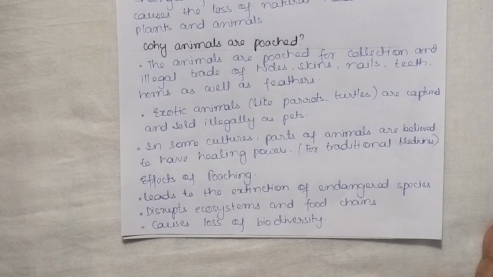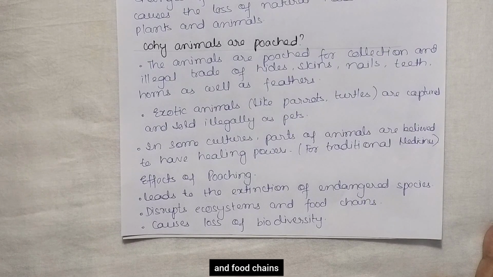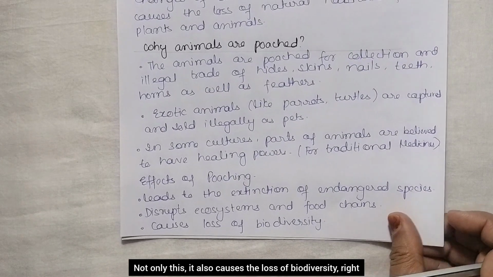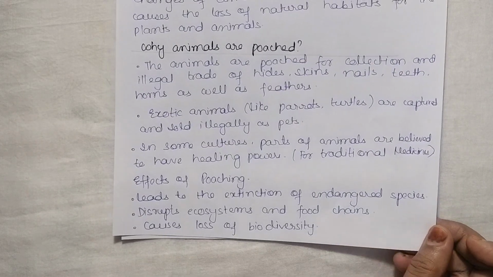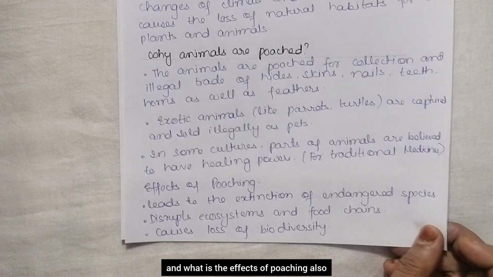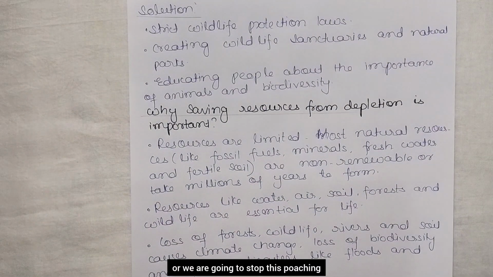Okay. Then what are the effects of poaching? It leads to the extinction of endangered species and disrupts the ecosystem and food chains. Not only this, it also causes the loss of biodiversity, right? So this is why animals are poached, the reason behind it, and the effects of poaching also. Now, what is the solution? How are we going to stop this poaching?